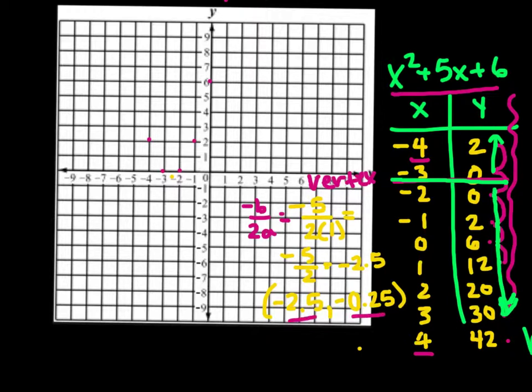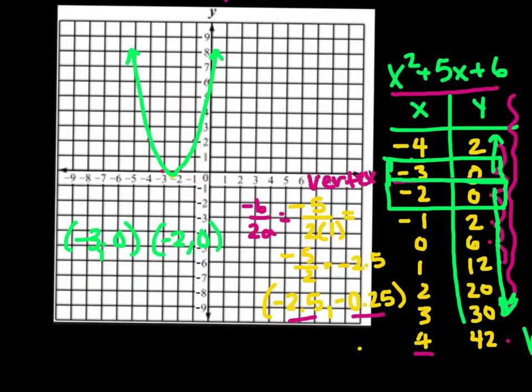And then putting that into the equation, I found the y that goes along with that. So I was then able to plot these points, and if I now connect the dots, we can see the parabola form. So there's our dots. We can see also that we have our x-intercepts at -3, 0, and -2, 0. So those are our solutions to that equation.